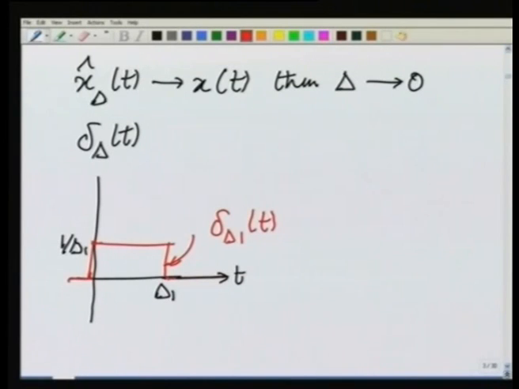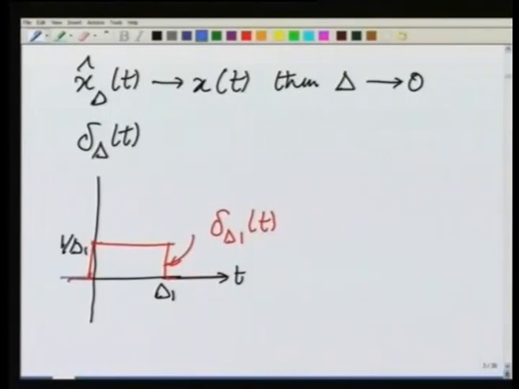If we make delta smaller, let us make delta 2, that is half the size of delta 1. Then the height of this new function in its non-zero region, in its support, must be equal to 1 by delta 2, which is therefore twice of 1 by delta 1. So, we get a new function that has this shape. This is delta 2, and what we have just drawn is delta delta 2 of t.